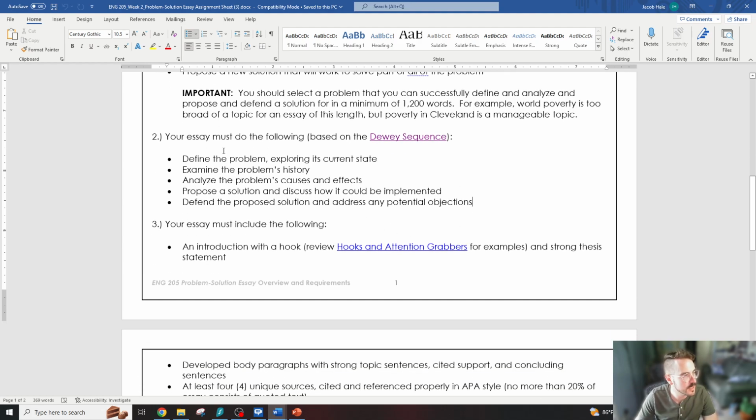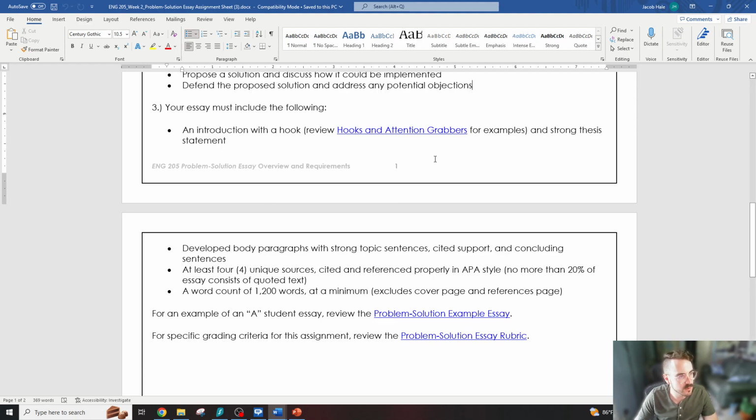But essentially what you're going to be doing is defining the problem, exploring its current state. You're going to look at the problem's history. You're going to analyze the problem's causes and effects. You're then going to propose a solution and discuss how that solution might be implemented or put into practice. And you're going to defend the proposed solution and address any potential objections. So you're going to be explaining why that solution would work, why it might be better than other solutions, and if anyone might have objections to your solution. For instance, a common one is money, like who's going to pay for this, or how expensive is this project going to be. That's something that you would want to address in your paper.